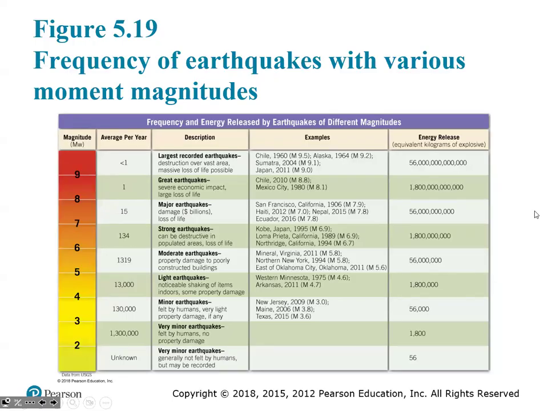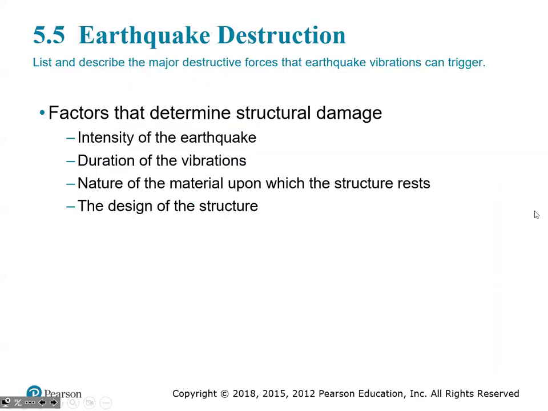So Chile in 1960 was a 9.5. Alaska in 1964 was a 9.2. It's the biggest earthquake ever recorded in the US. Sumatra in 2004 was a 9.1, and Japan in 2011 was a 9.0. And that's famous for damaging the Fukushima nuclear power plant. I believe that is the one that damaged Fukushima.